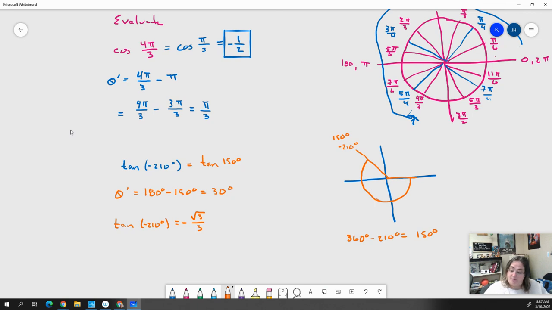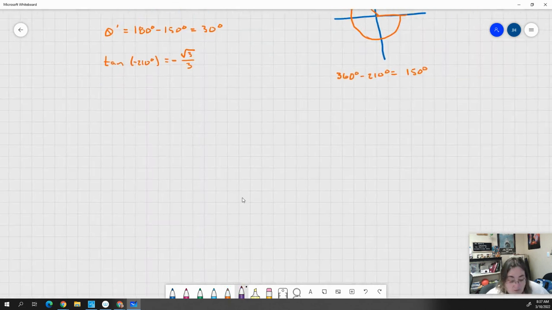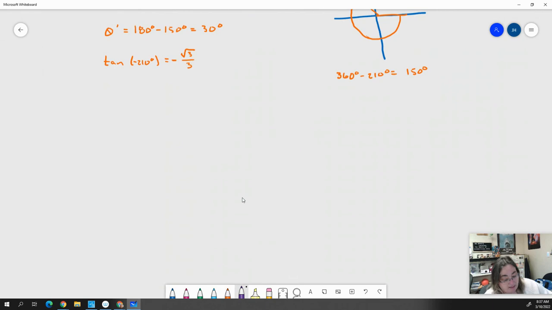I had one other problem I was going to do, but I'm going to skip over to the last one that I had, because there's something I want you to see before I let you go, in case you come up with a problem like this in the homework. I'm not sure if you got one. If I have cosecant of 11 pi over 4, think about what that means.